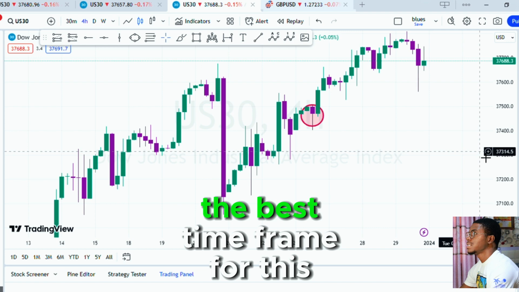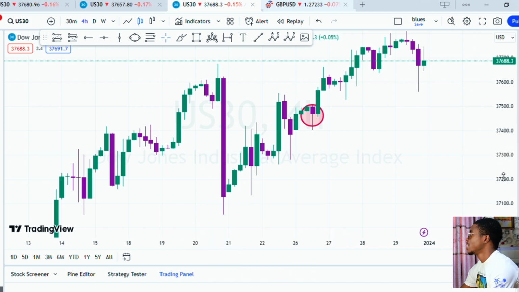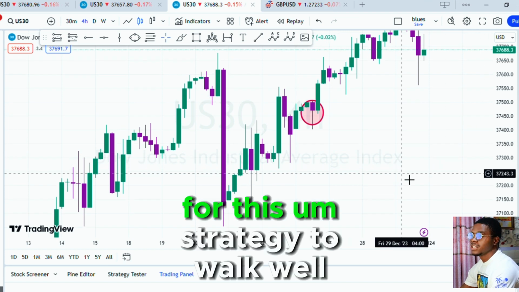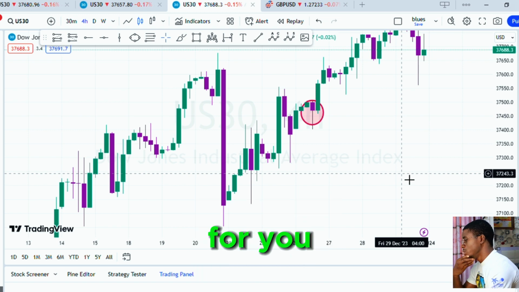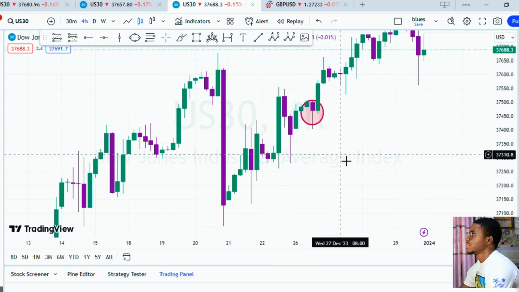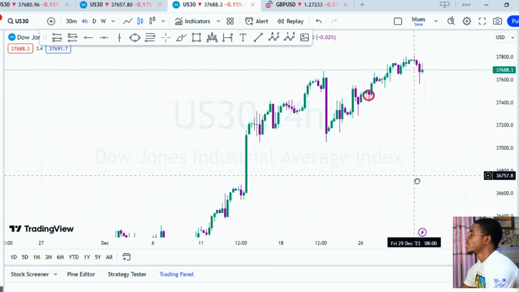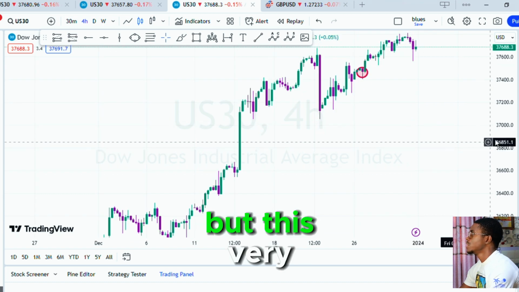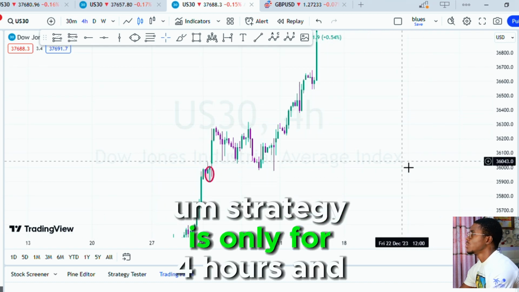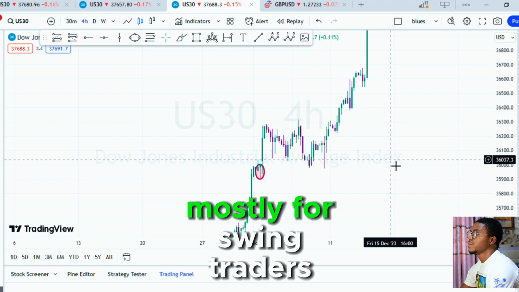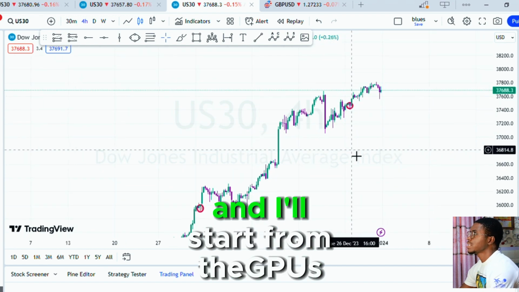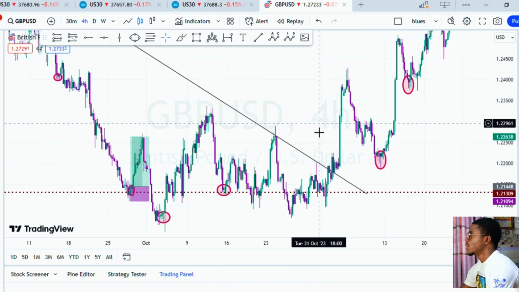And the best time frame for this very candle is 4 hours. For this strategy to work well for you, you have to get your signals in the 4 hours time frame. It can also work in other time frames too, but this very strategy is only for 4 hours and mostly for swing traders. And I'll start from GBP US dollar.